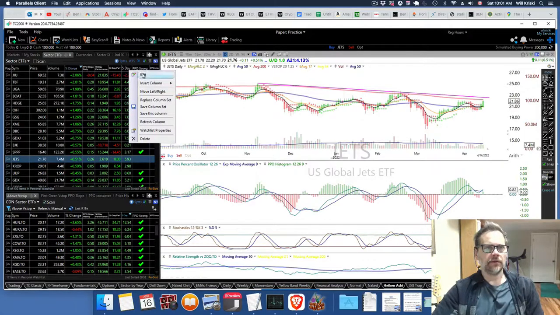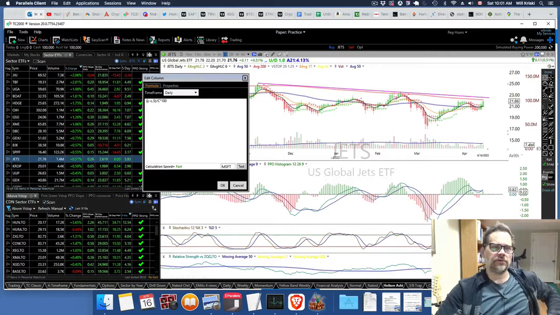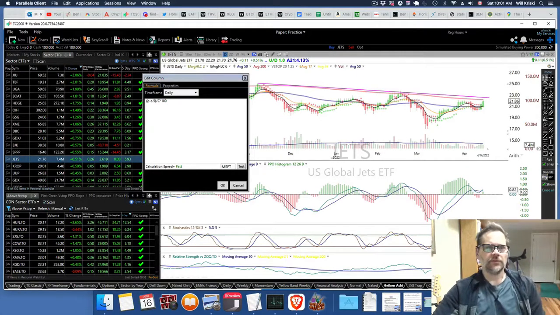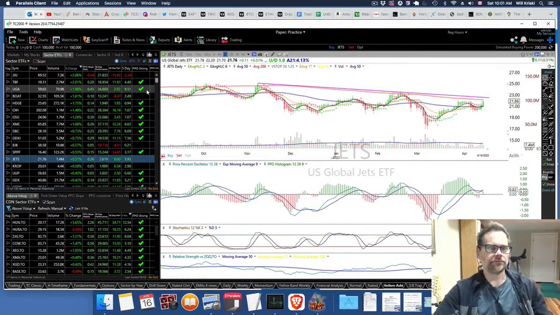So I'm going to edit this and just show you the formula. In TC2000 you can write these formulas to do custom scans and stuff like that. This C means close, and C.5 means the close 5 days ago, or you could say C5. So C minus C5 is basically the change in the price divided by the current price, times 100. So that's a percentage difference. And then the same thing with 30 and 90 days. So those are like trading days.